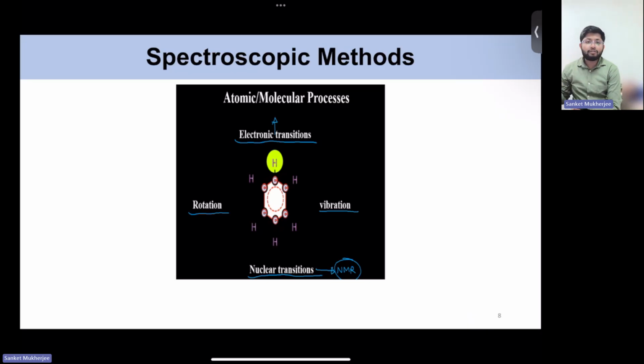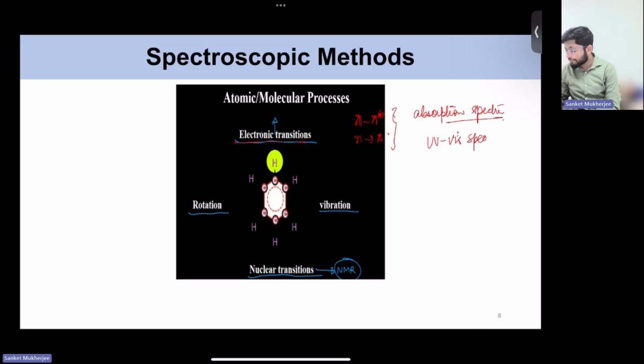Now, there are other methods which are there. Could be spectroscopic method, which is based on, let's say, electronic transitions which happen, like pi to pi star or n to pi star. These are the kind of transitions, and they have a specific absorption spectra. And this is the principle of UV visible spectroscopy. There's Beer-Lambert's law as well, which we'll also talk about. Then there is nuclear transitions. For nuclear transitions, we have NMR, nuclear magnetic resonance, which we have already discussed earlier.